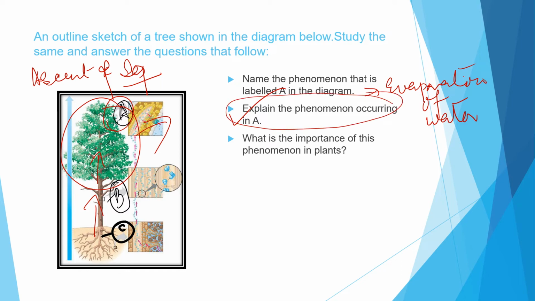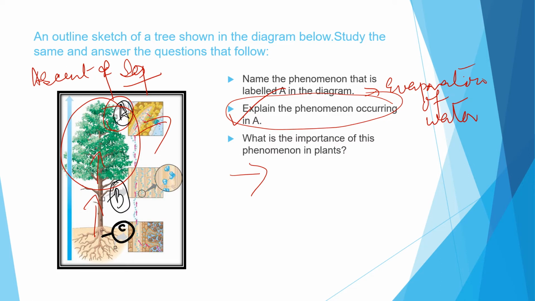Explain the phenomena occurring in A. So what is the importance of this phenomena in plants? So we should write what is the significance of transpiration? That is removal of excess water, cooling effect, as well as the distribution of minerals, as discussed in the previous one. So this is all for this one. So let us move on to the next slide.